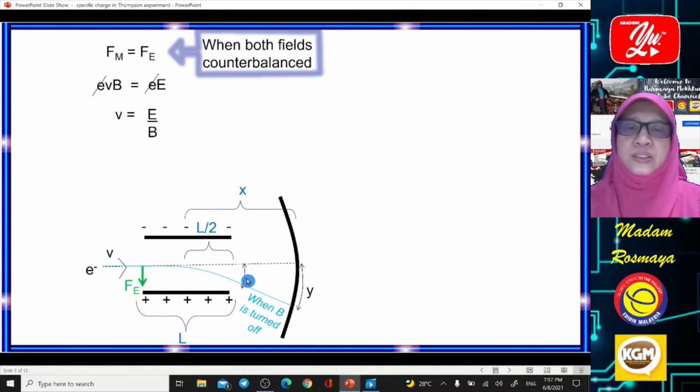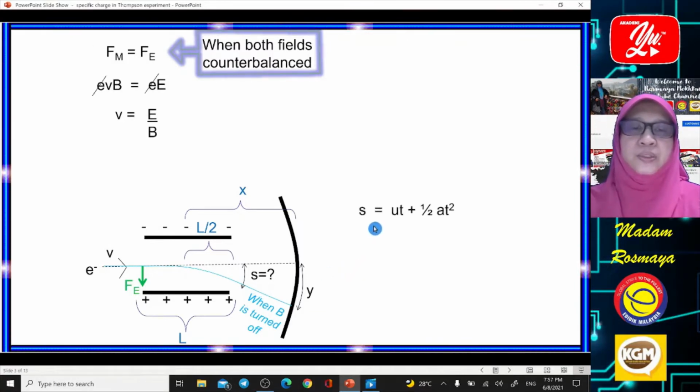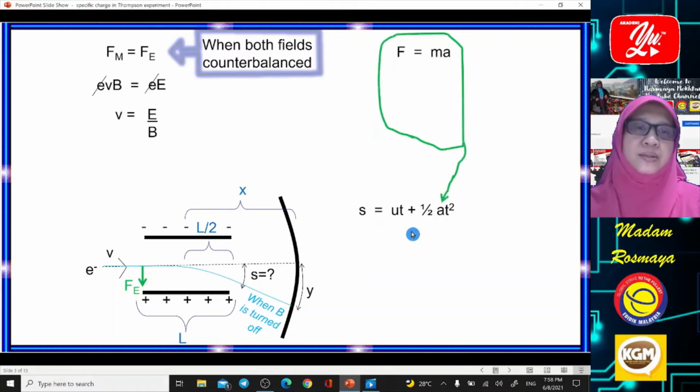So the distance here at the end of the plate is, let's say, s. So we are going to find s. We can use the formula s equals ut plus half at squared, because the path followed by the electron here is the projectile path. So we can use this formula s equals ut plus half at squared.